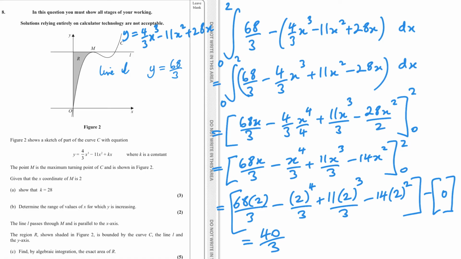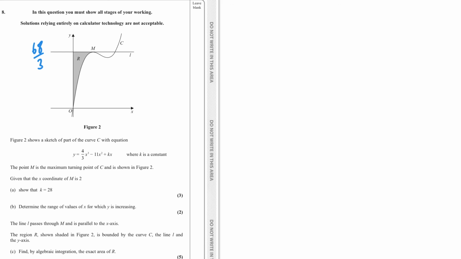In this particular case, it's not necessarily much faster, but in some cases, this method will be. Now, alternatively, I could have done this. So my alternative method would be, if I look at this, this will make a rectangle. Rectangle is 2 wide, 68 over 3 tall. So I can do the area of the rectangle minus the area that is underneath this curve, so this section here.